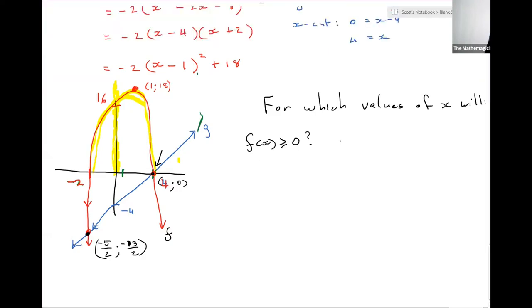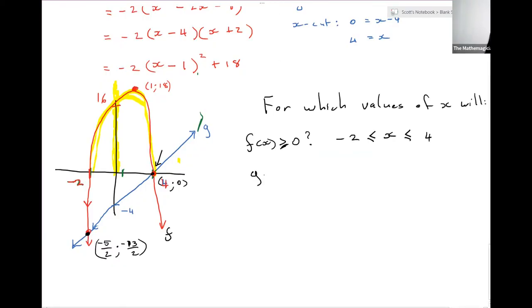Where are they positive? Oh, I see. Between negative 2 and 4. And those are the x values, eh? The x values are between negative 2 and 4. Including or excluding? Well, it says it can also be equal to 0. So great, I'm going to include the x cuts. And now you can see that x is between negative 2 and 4. That is where the graph is positive. Fantastic. All right, next one.